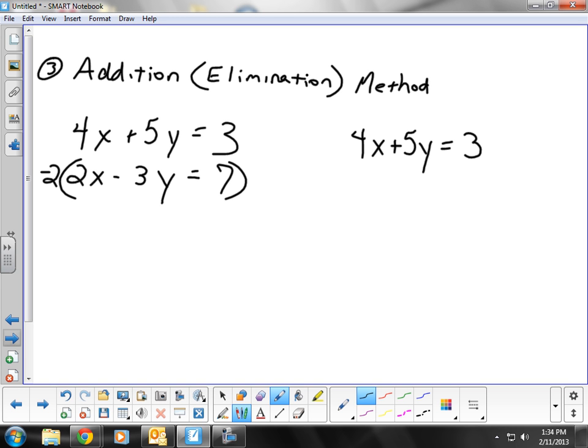Okay. Now the next one, the only thing that people forget is that that negative 2 has to be multiplied by 2x and by the negative 3y and by the 7. People forget to come across the equal sign with that. So that becomes negative 4x plus 6y is equal to negative 14. Everybody see you've got to distribute it through the entire equation, otherwise you've just done one thing.